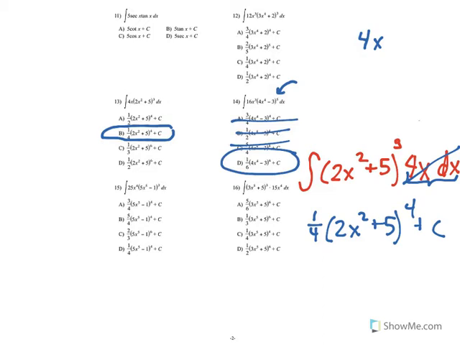If I take a look at number 15, I can see my outside function is to the 3rd power. That means my answer is going to be the 4th power. So this time I couldn't eliminate as many possible choices. So I know it's going to end up being one of those. So this one I would have to analyze. What is the derivative? Let's write it out. Do this one here.